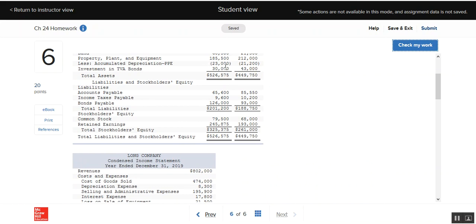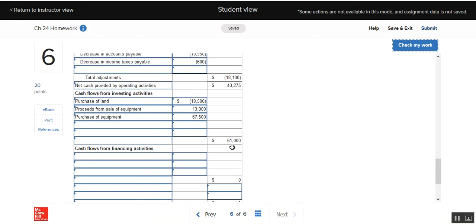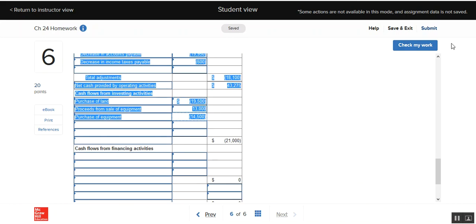But now the balance is $185,500. So if we started at $171,000 and we ended up with $185,500, looks like a $14,500 difference. And that is a purchase, so it's cash going out.